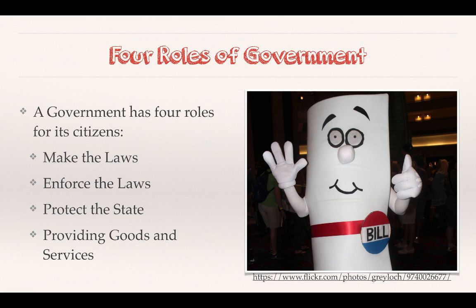All right? Government has 4 roles, 4 main roles. Right? There are 4 things that every government must provide for its citizenry. First, they must make laws for the citizens. Now they can give the citizens a right and say in those laws like we have in the United States, right? Or they cannot. It depends on where you live.